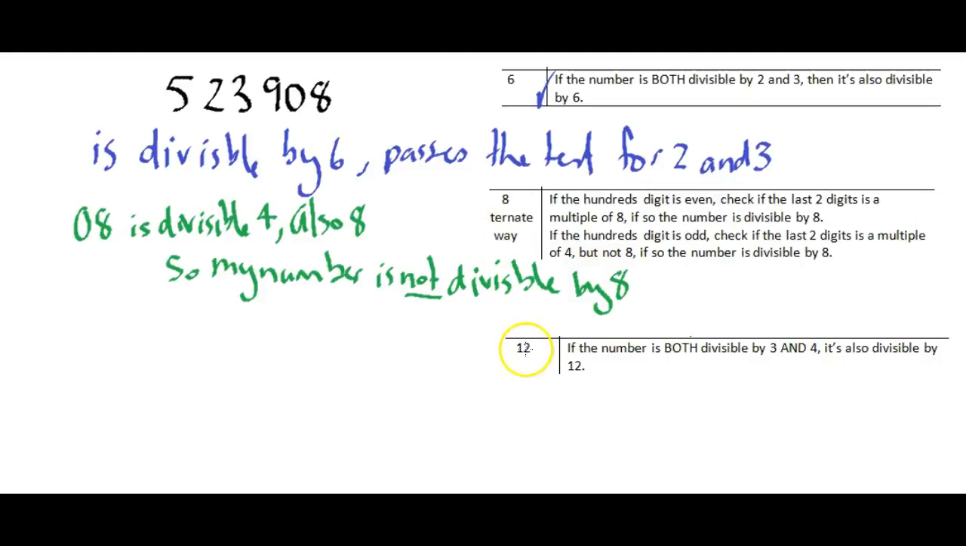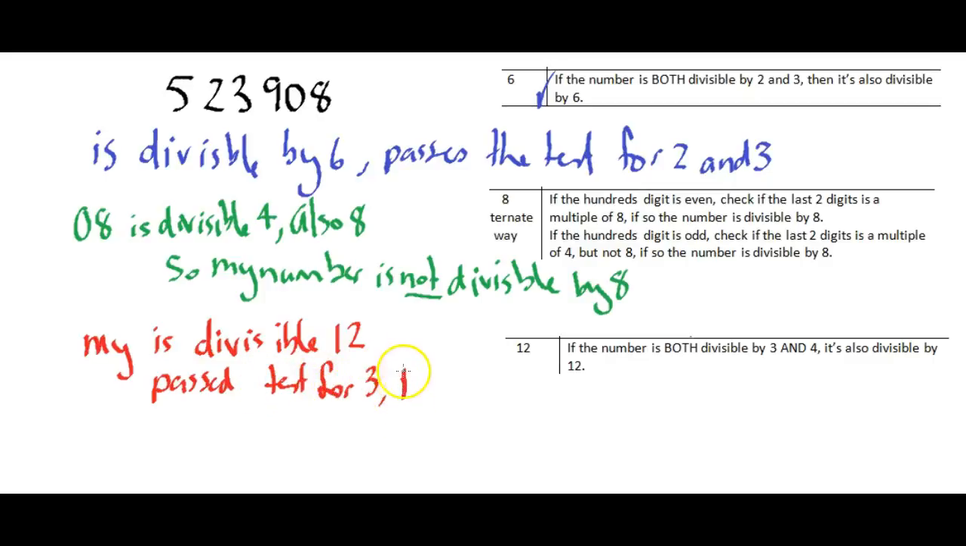I'm going to skip to 12 and check out that rule because it uses two of the rules I've already done. If a number is both divisible by 3 and 4, then it's also divisible by 12. So my number is divisible by 12 because it passed the test for 3 and for 4.